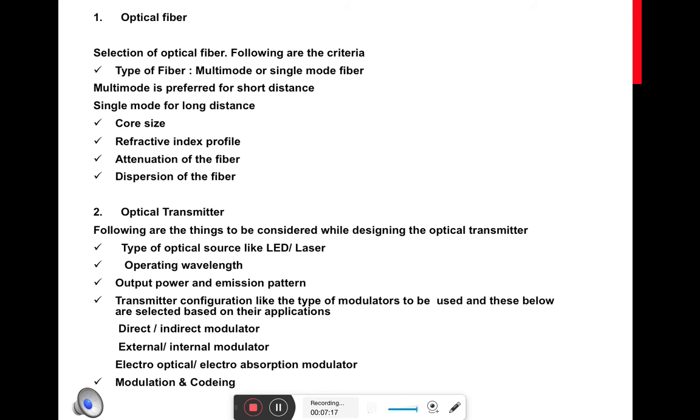And the next one is the optical receiver. While designing an optical receiver, he should consider what type of optical receiver he will choose, a PIN diode or an avalanche diode. What is the responsivity? What is the operating wavelength? The operating wavelength should be considered at both the transmitter and the receiver. And what demodulator and decoder should he use? All these things should be considered while designing an optical receiver.